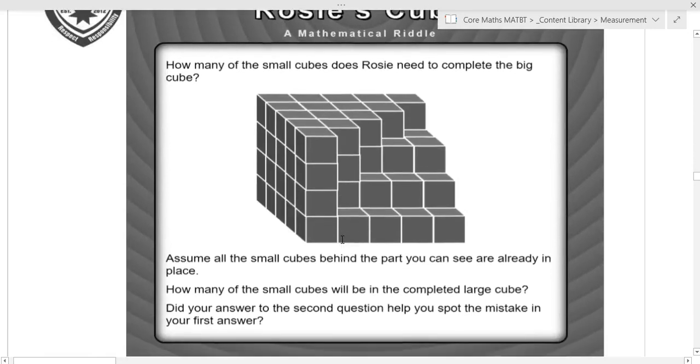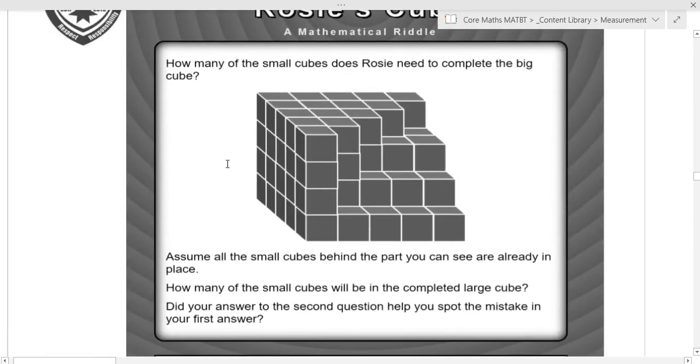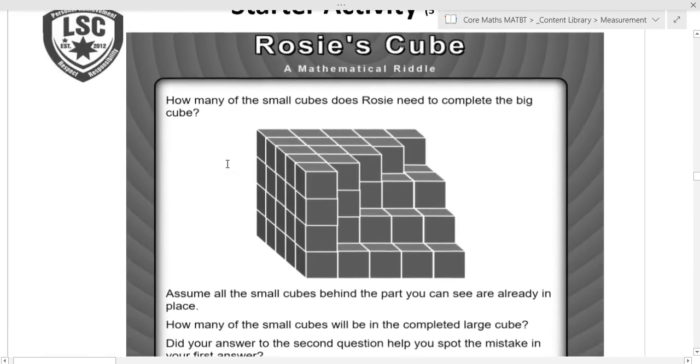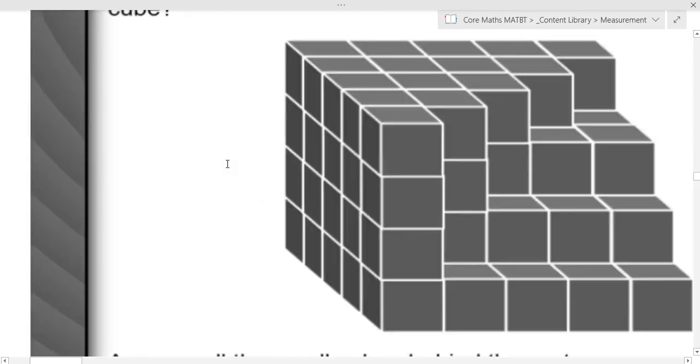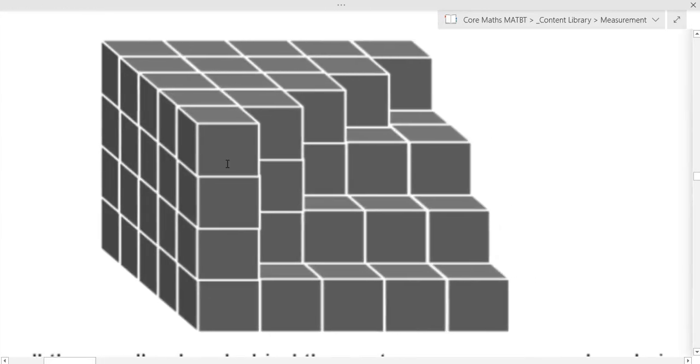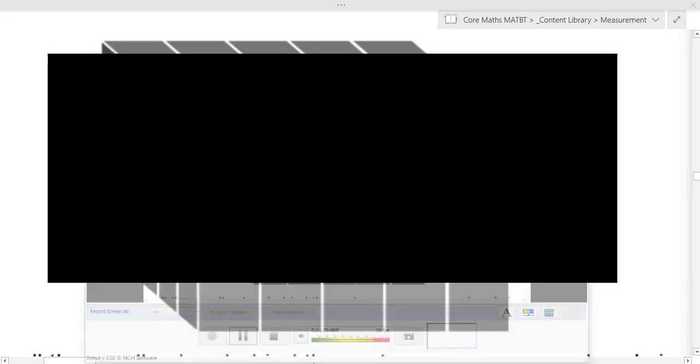Okay, so let's start off with a really quick activity. Here we have a cube called Rosie's Cube, and you probably all have come across this before. Okay, for a cube like this, we can see that it's made up of a lot of tiny little cubes. Okay, so let's do some discussions on this. How many cubes do you think you might need to fill up the rest of this space? Anyone calculate how many cubes?